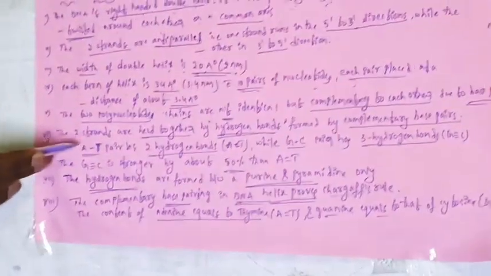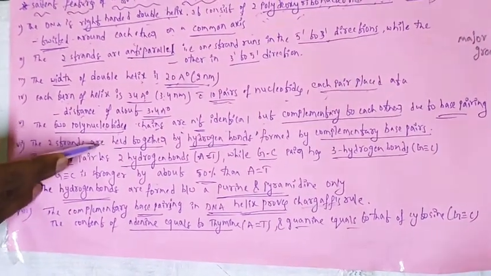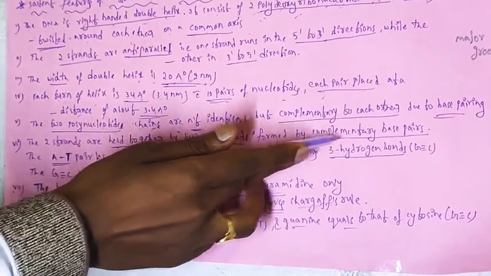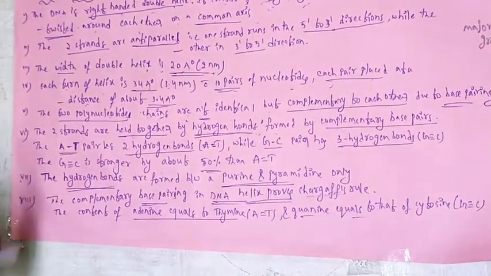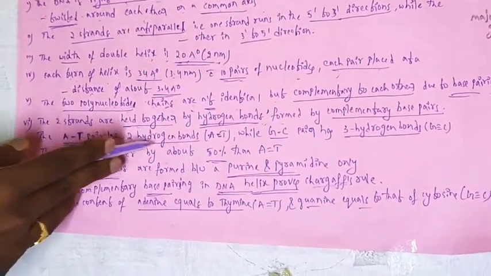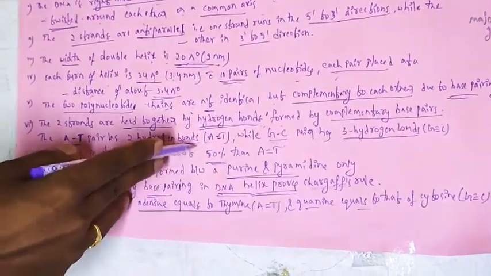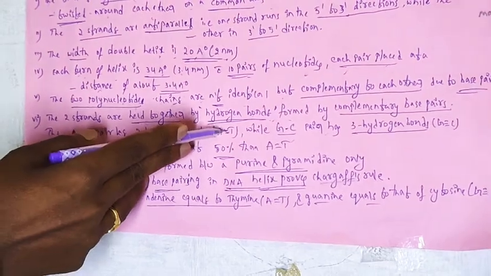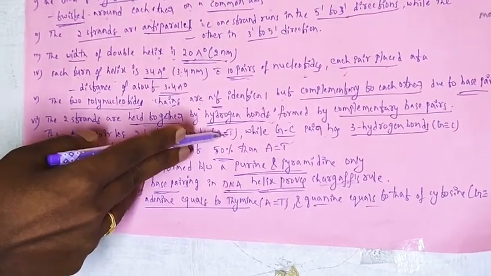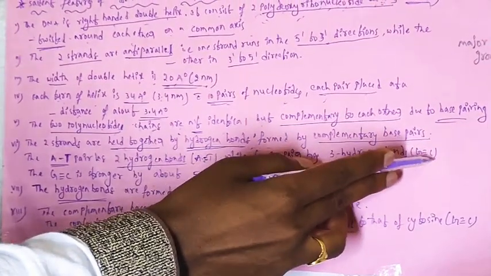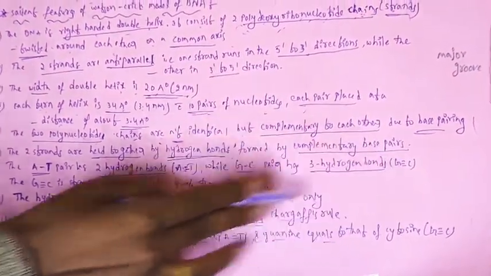Next, the two strands are held together by hydrogen bonds formed by complementary base pairs. The AT pair has 2 hydrogen bonds, while the GC pair has 3 hydrogen bonds. For representing this, you can see here adenine and thymine are connected with 2 bonds. Here guanine is connected with cytosine with 3 bonds. All of these are hydrogen bonds.